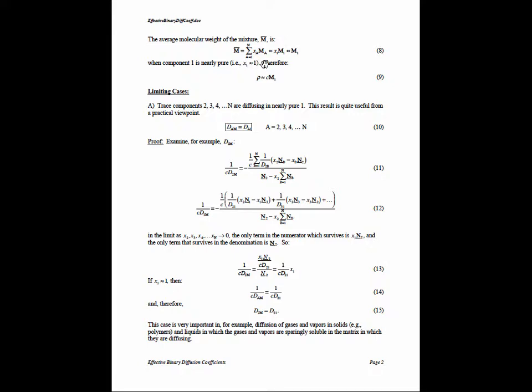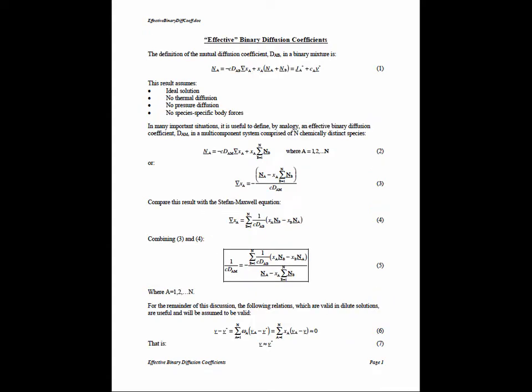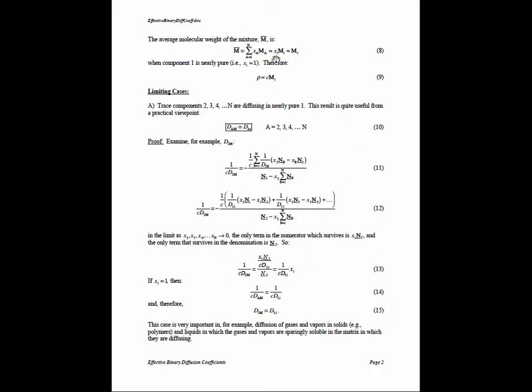If the system is dominated by one component, like component 1, then the average molecular weight will be just that of component 1. And so we'll look first at a number of limiting cases. And so the first is where you have trace components 2, 3, 4, n diffusing in nearly pure component 1. And so you can consider, for example, a glass of water.